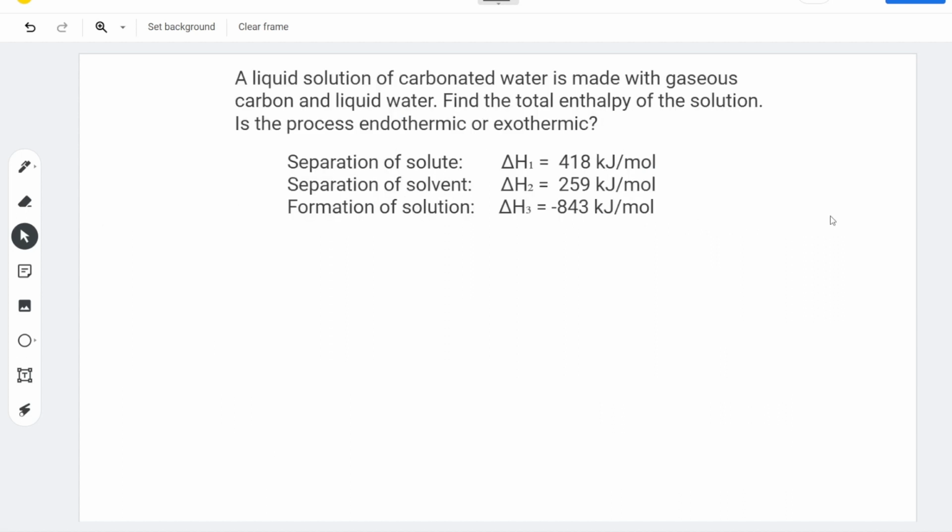So let's take a look at a problem. A liquid solution of carbonated water is made with gaseous carbon and liquid water. Find the total enthalpy of the solution. Is the process endothermic or exothermic? And we are provided with delta H1, delta H2, and delta H3.